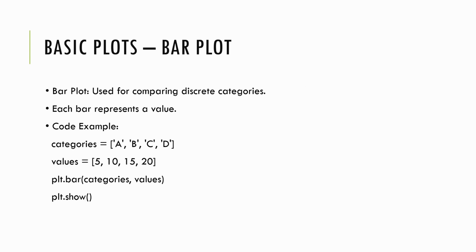Next, we move on to bar plots. Bar plots are excellent for comparing discrete categories. Each bar represents a different category or value. In the example here, we are comparing the sales of four categories, represented as bars.